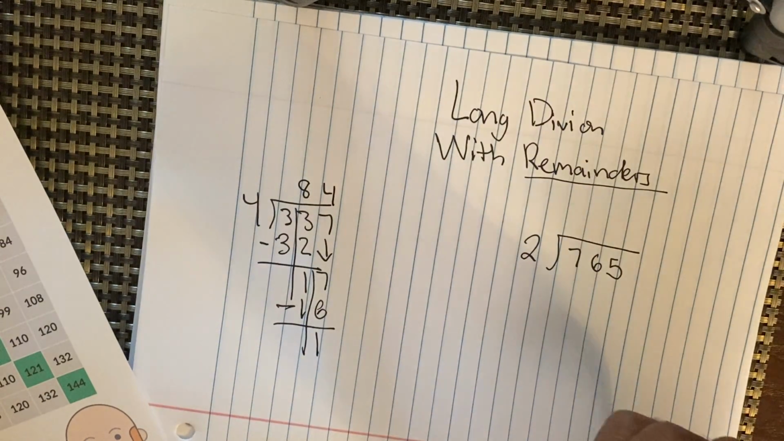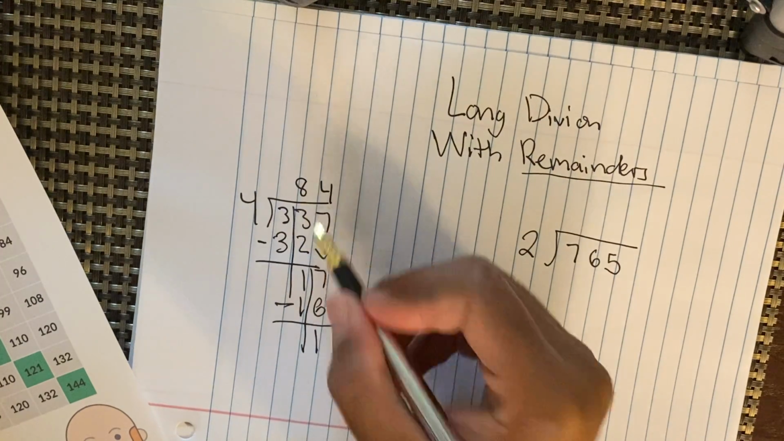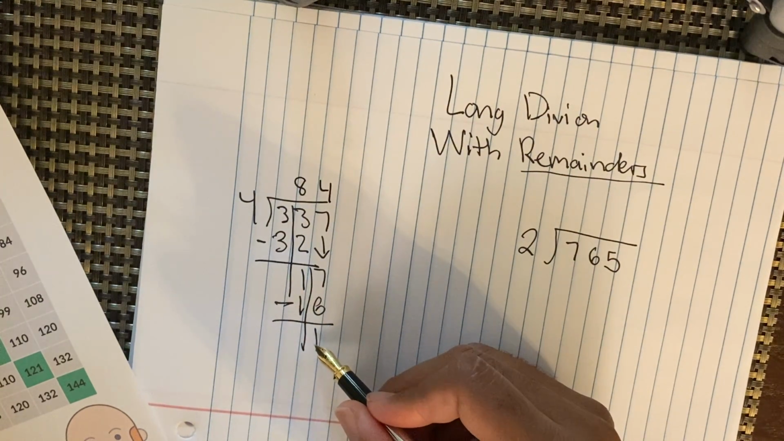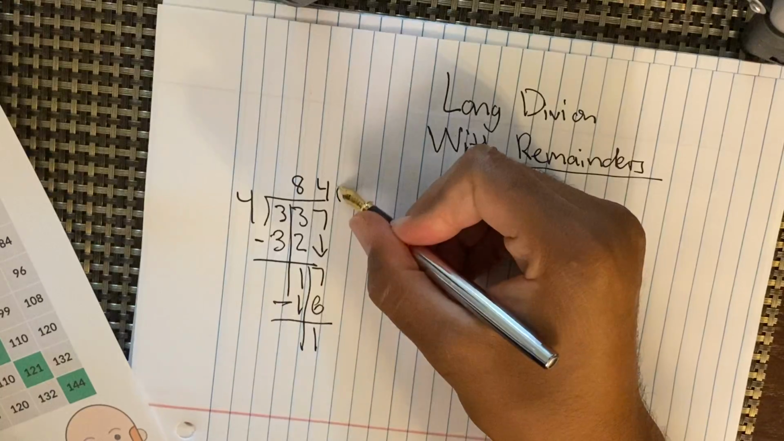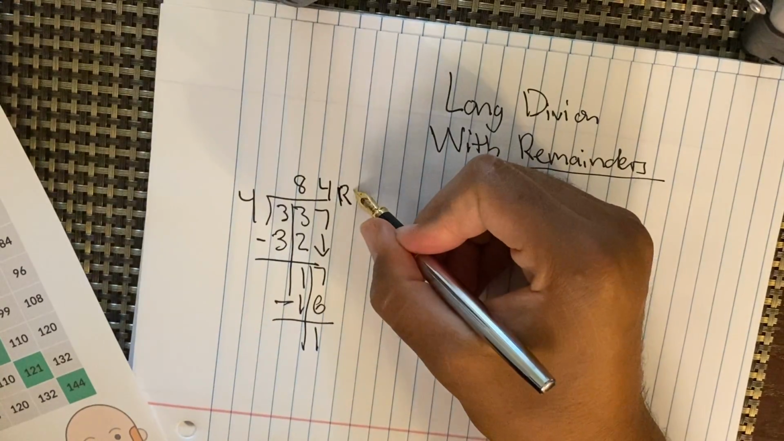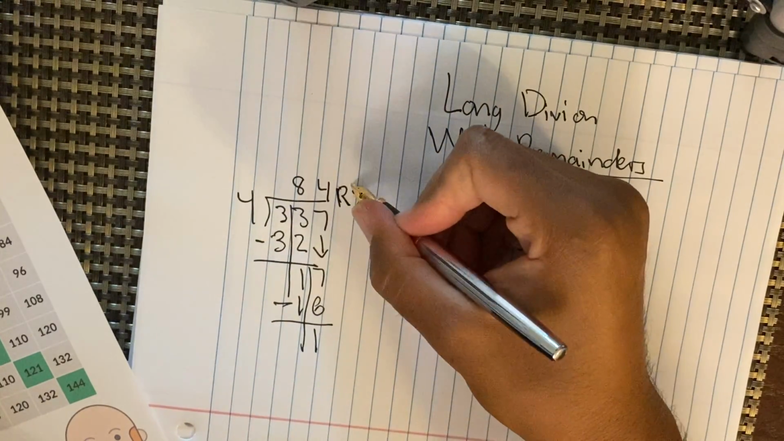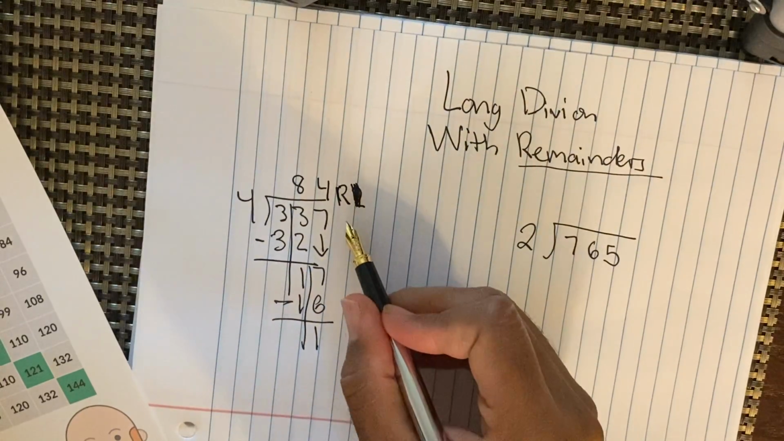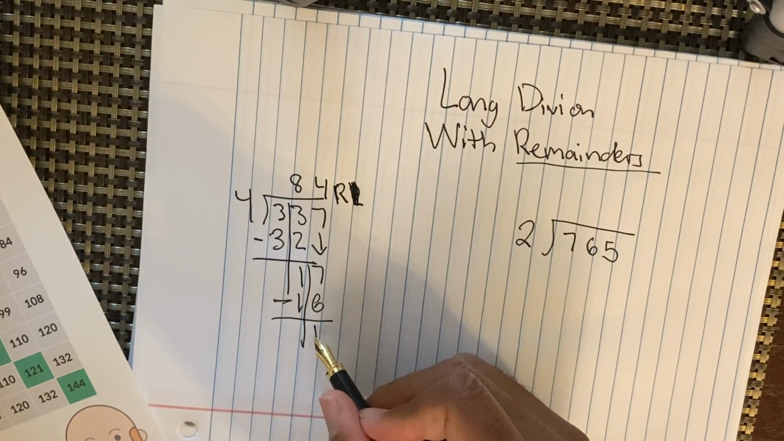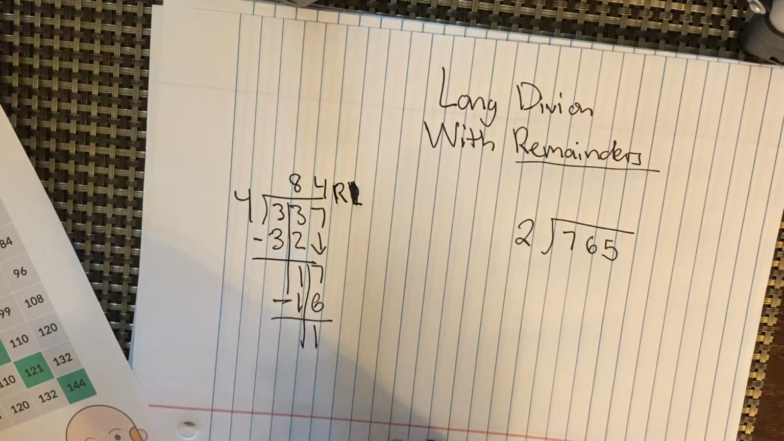So I'm done dividing. It goes in 84 times, but guess what? I have 1 left over. So we write R1, and that stands for remainder 1 because that's what we had left over. And that's the concept of a remainder. And I'll show you again on this side here.